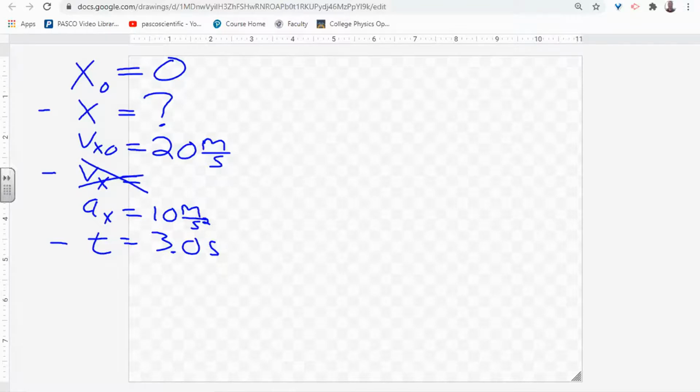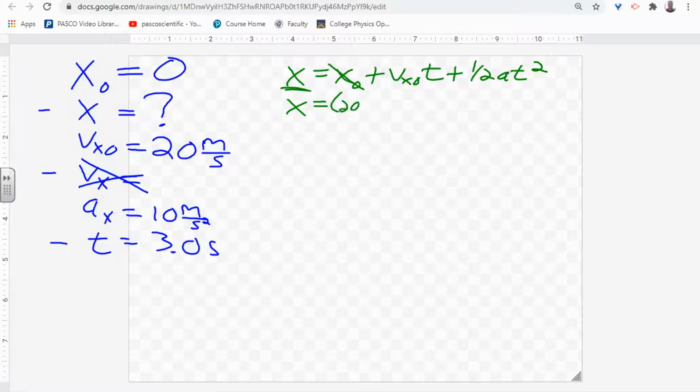That is the second of the 2 variables that could be missing, so that means I'm going to use the second kinematic equation. So my second kinematic equation is x is equal to x naught plus vx naught t plus 1/2 at squared. And the best thing about this equation is it's already solved for what I'm looking for. So now I can just go ahead and start plugging numbers in. So x is equal, x naught is 0, so I don't need to write that. Vx naught is 20 meters per second times t, which is 3 seconds.